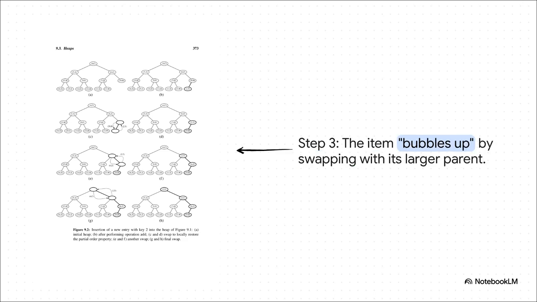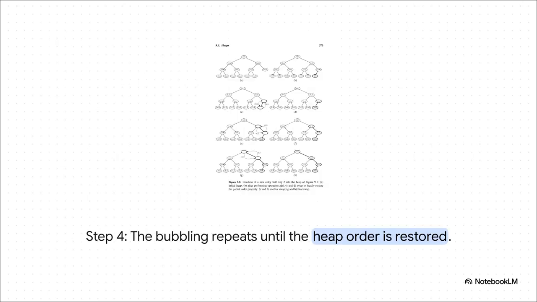No problem. We just have to let it find its proper place. We call this bubbling up. We compare the 2 to its parent, the 6. Since 2 is more important, they swap positions. It's already climbing the ladder. But we're not done.